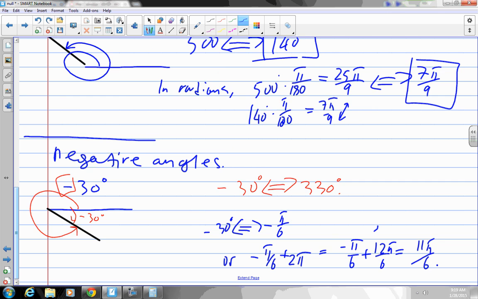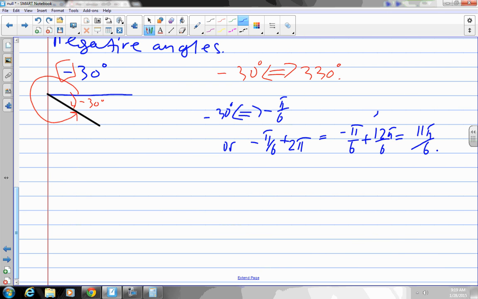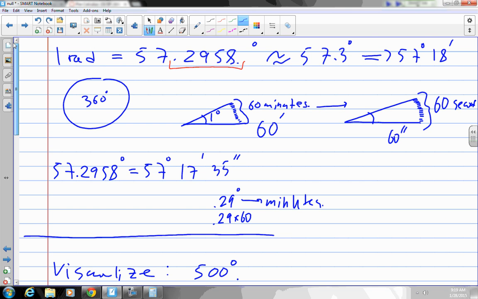Another quick way to check, just think of pi as 180. So if pi is 180, 180 over 6 is 30, 2 times 180 is 360, and so forth. So 11 pi over 6, if you let pi equal 180, 180 divided by 6 is 30, 30 times 11 is 330, so you still get the same measures. Okay? All right. Good. So this is just a little game we'll play with angles.